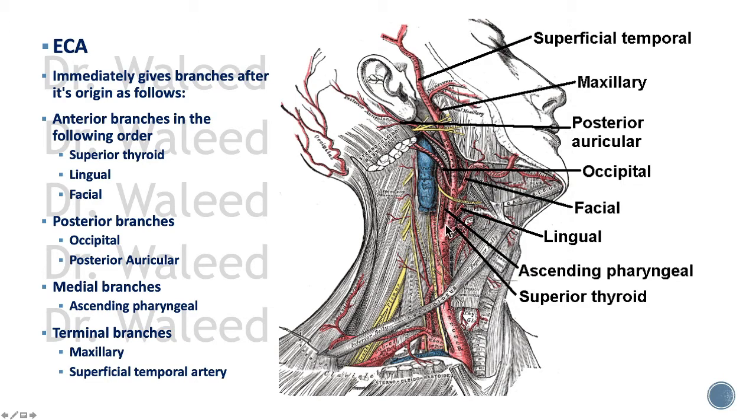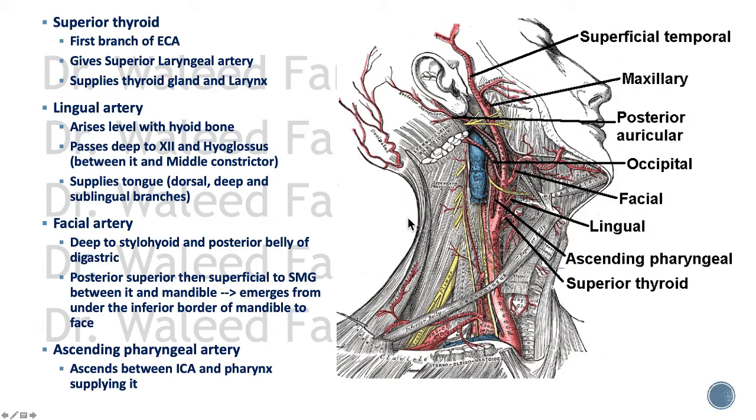By the way, when I say superior thyroid, then lingual, then facial, this is what's happening, and you should learn them the way they are organized, by the levels of their origins, like the superior thyroid and the lingual and the facial. You should know that the facial is above the lingual and so forth. Okay, so this is a briefing about the external carotid.